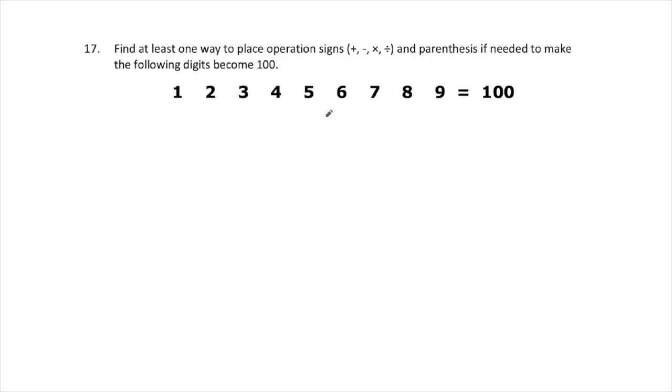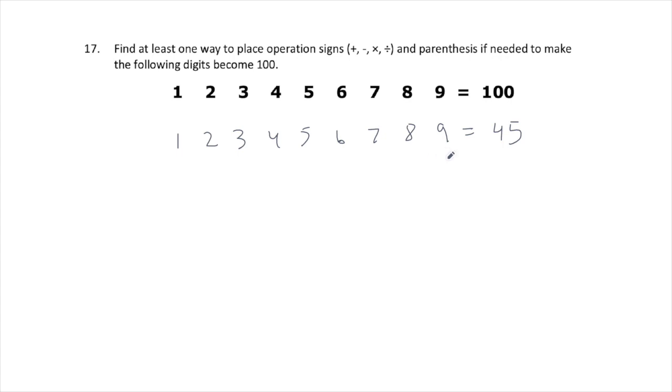For this problem, we want to find at least one way to place the operation signs and parentheses if needed to make the following digits become 100. You can solve this problem by using trial and error, but I'm going to show you how I would approach this problem. First, I would assume all of the numbers have an addition sign between them, so I can see how far away the sum is from 100. After I add these numbers up, I'll get 45, which is 55 less than 100. So I have to find a way to increase this by 55.